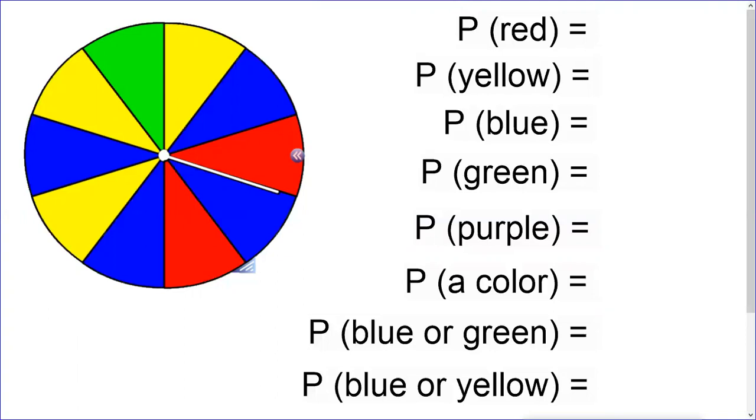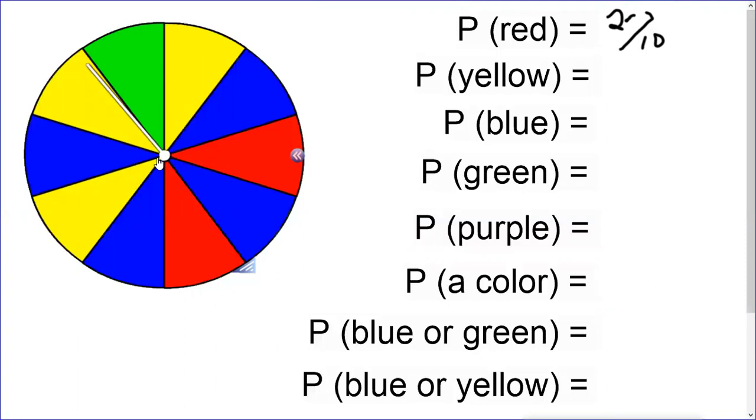Well, the desired outcome is red, and there are 2 of them. How many total outcomes are there? There's 10. You have a 2 out of 10 chance of that happening, which would be 20%. So that's an unlikely event. Let's go ahead and spin and see what happens. It's unlikely to happen, and it didn't.